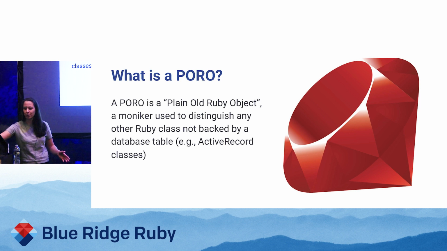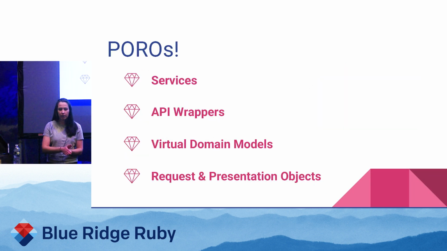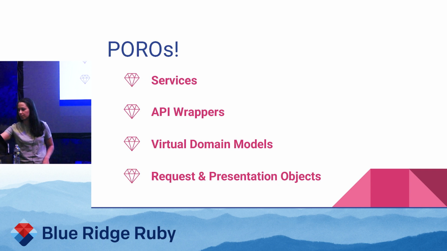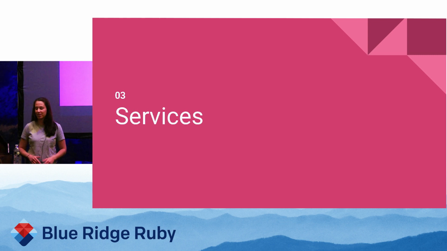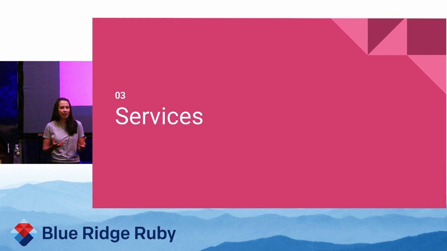So let's talk about POROs. As I said earlier, I've got a few categories of examples here: services, API wrappers, virtual domain models, and request presentation objects. All right, services. I know there's been a lot of wonderful articles and perspectives on what really is a service class. I'm going to give you my perspective. There's a lot of ways to do it, and maybe this is the hot take, but the reason I decided over time to lean into it is because I wanted to be more specific about the other patterns. Services has become a catch-all phrase for all your POROs, but we can do better. We can create more names for things.